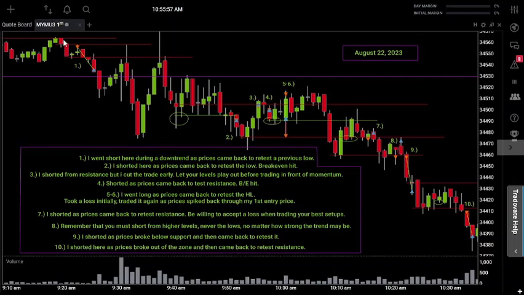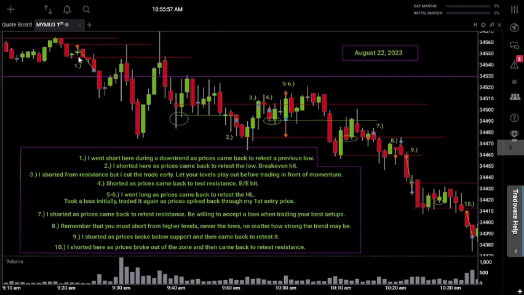So as we come into the screenshot today, we were in a pretty strong downtrend during the pre-market hours. So I took a trade during that time and tried to capitalize off of that on trade number one. I went short right here during a downtrend as prices came back to retest a previous low.